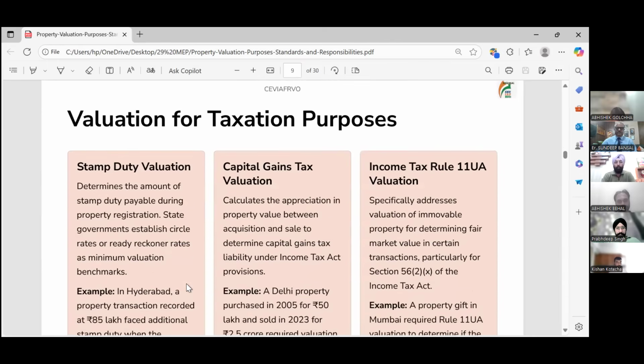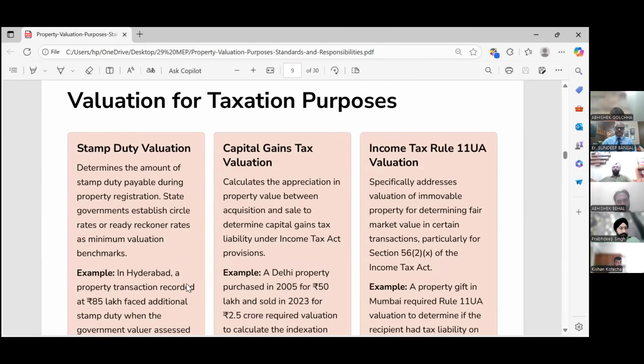And then most important, you may have to do the valuation for taxation purposes. Mostly in case of stamp duty valuation, you know stamp duty is levied on the basis of collectorate rate or guideline value as given by the collectorate of your city. But in case of any dispute, you may have to do the valuation to determine the amount of stamp duty payable during the property registration.